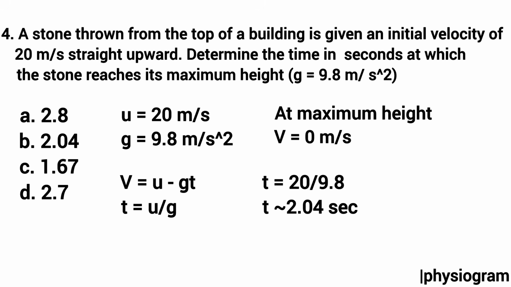So use the equation now, v equals u minus gt. Now rearranged for time, that is t equals u by g. Now calculate t equals 20 by 9.8, which is equivalent to 2.04 seconds. So the stone reaches its maximum height after approximately 2.04 seconds. So the correct answer will be option B, that is 2.04.